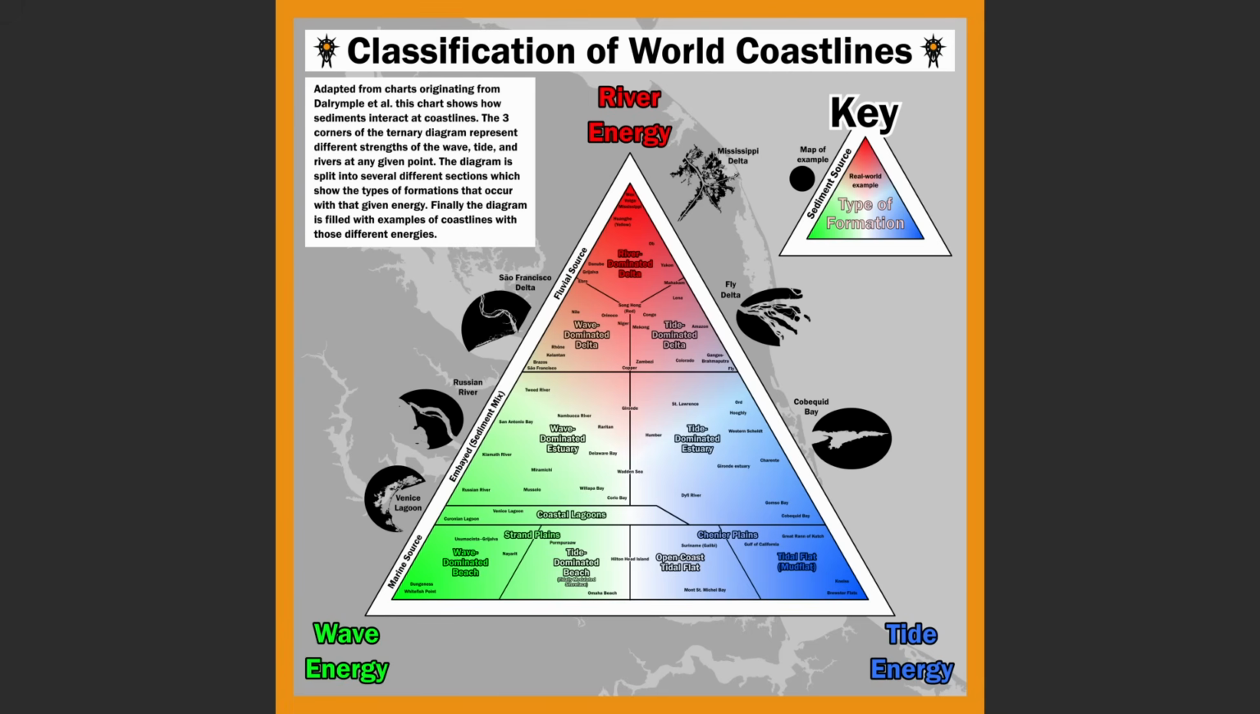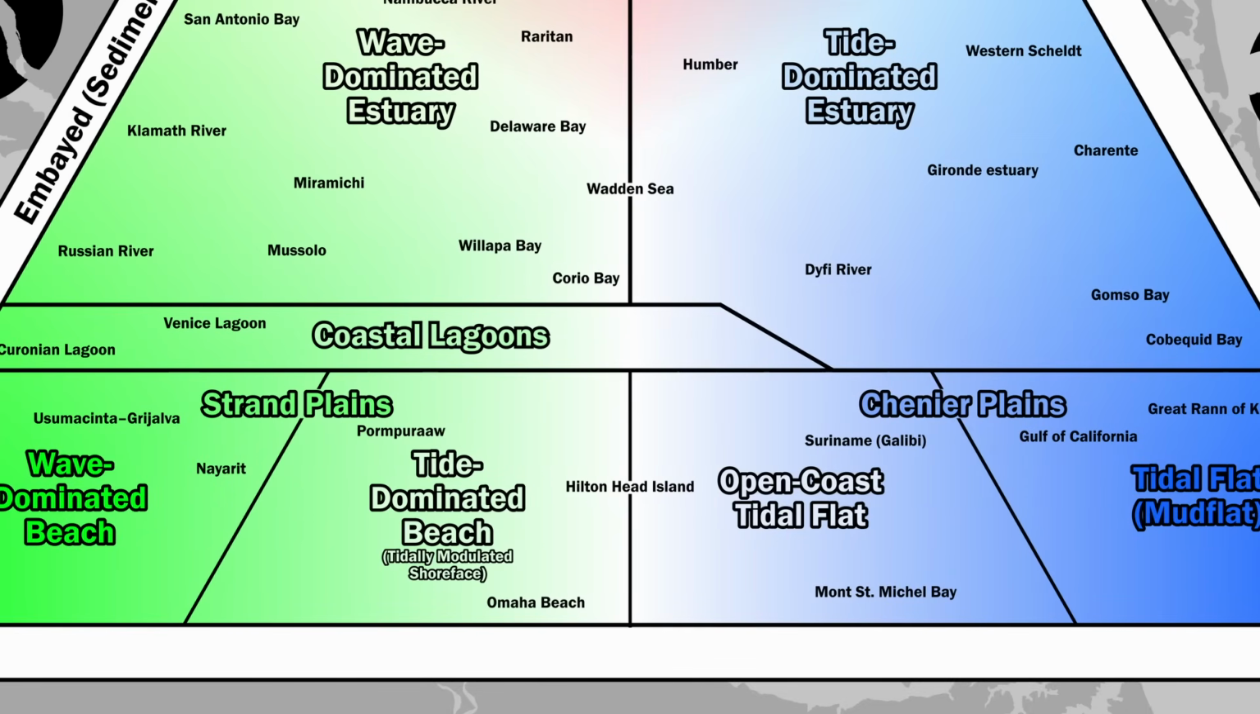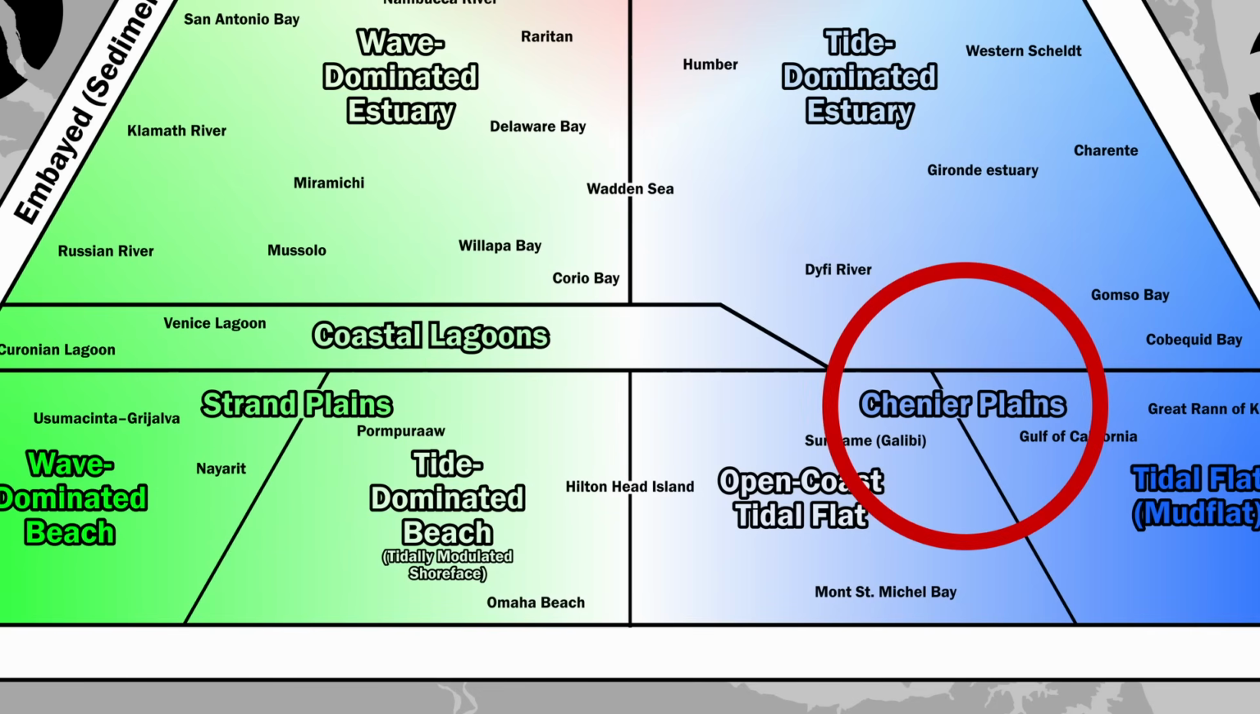Now that has been every section, but there is one more thing about this diagram you have probably noticed. There are two labels that seem to go in between these four sections at the bottom, that being strand plains and chenier plains. The reason that strand plains and chenier plains are not in their own sections and are instead between the beaches and tidal flats is because not every coastline forms them. In fact, there are pretty specific parameters that have to happen for them to form.